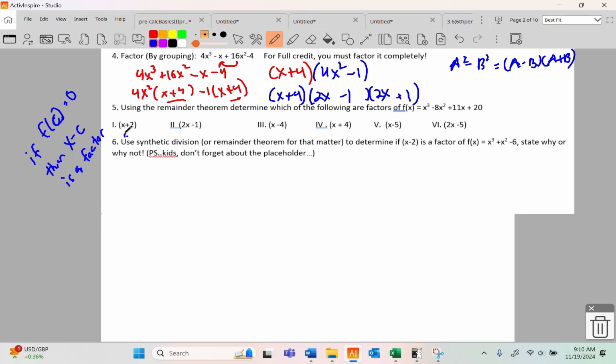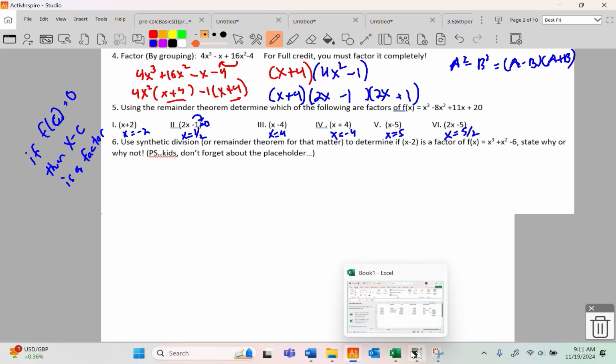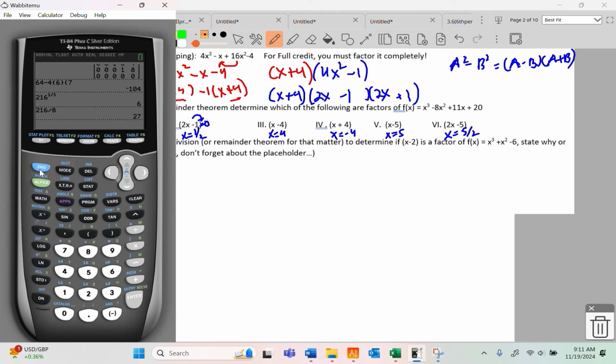So I'm going to solve these all for x. X is negative 2, x is 1/2, because we have to move over and divide, right? X is 4, x is negative 4, x is 5, x is 5/2. Now, you'd be really kicking yourself in the old butt if you didn't look at the graph. You is holding a graphing calculator in your hand. You look at the graph. That's what you do.